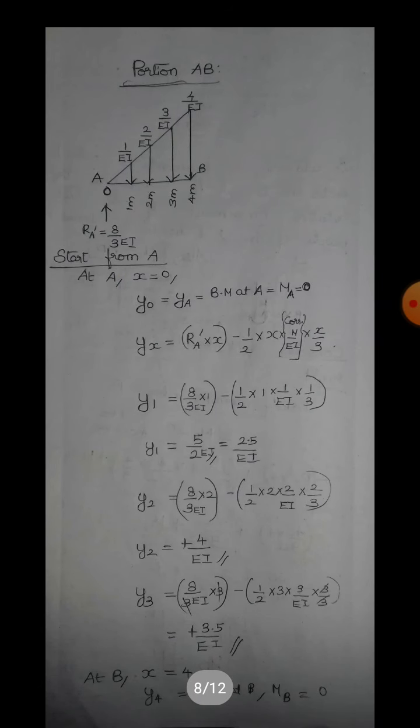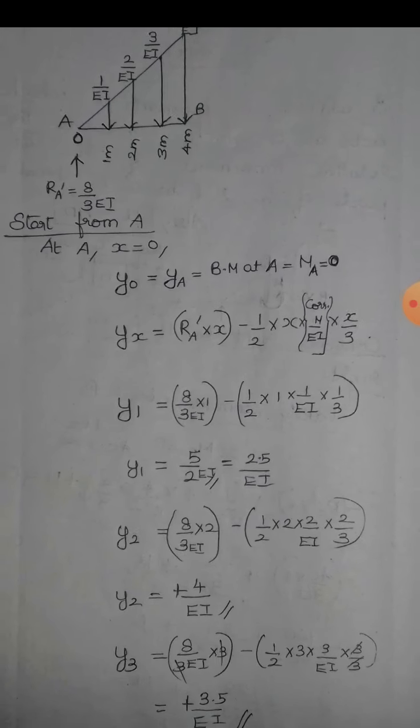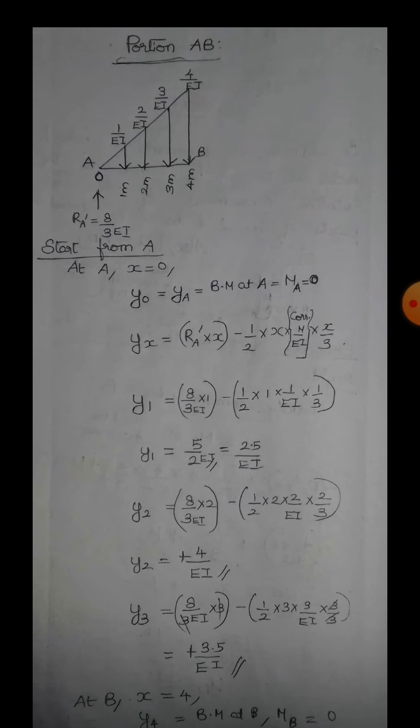Next, as in the previous problem, we'll start from portion AB and we'll start from A. So I have drawn the conjugate beam on the portion AB. At A, x equal to 0, so Y0 will be YA, and at A, the bending moment equals 0. The bending moment in the conjugate beam equals the displacement Y, so that is what we are doing here. So Yx in general will be RA dash into x minus half into x into the corresponding M by EI into x by 3. If you apply that till 3 meters, you get the values.